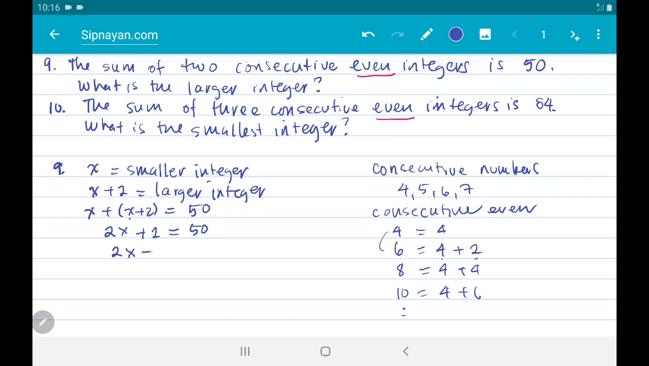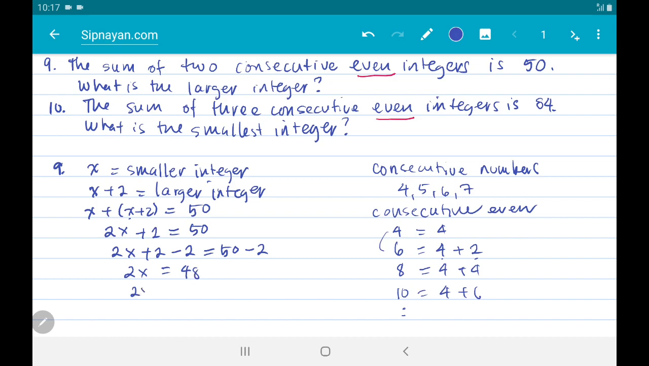So, unang tatanggalin natin ay yung plus 2, which is that matatanggal natin by subtracting 2. And then we also subtract 2 from the right-hand side, no? So, pag equation, syempre, whatever we do on the left-hand side, we also do on the right-hand side, no? Kaya nag-minus 2 tayo dito, minus 2 tayo dito. So, matitira na lang is 2x because 2 minus 2 is 0. And yung nasa kanan naman ay 48.